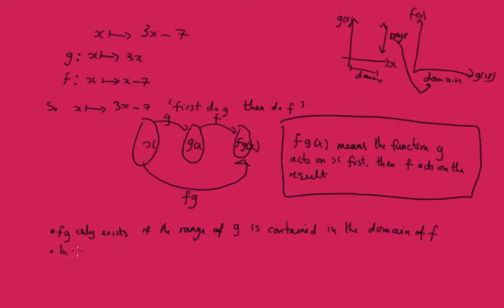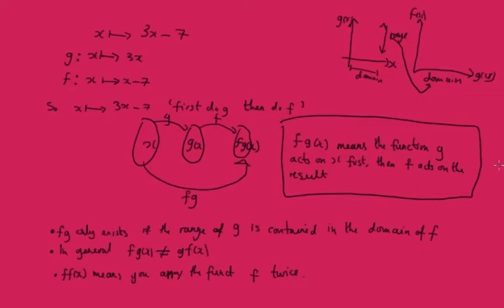In general, f of g of x will not equal g of f of x. There are exceptions to this rule, but in general, the vast majority of cases, they will not be equal. Finally, f of f of x means you apply the function f twice.